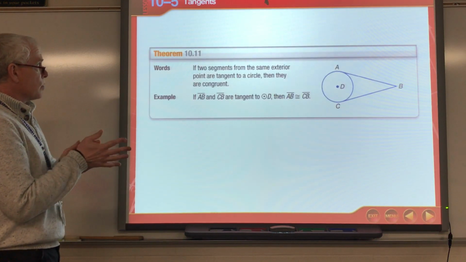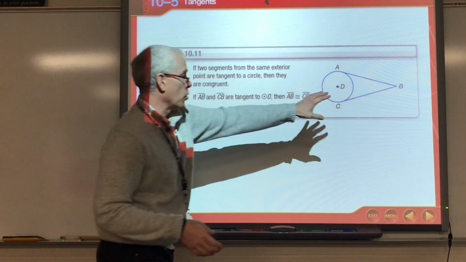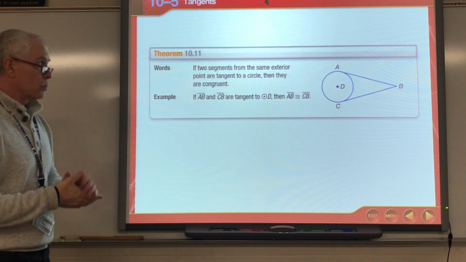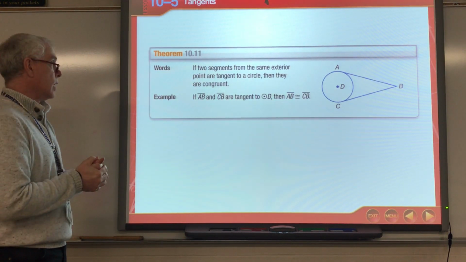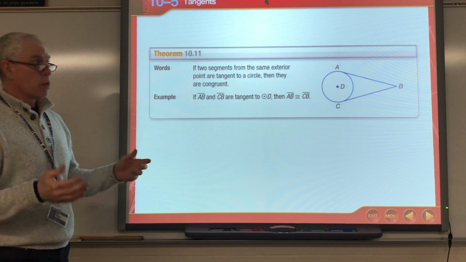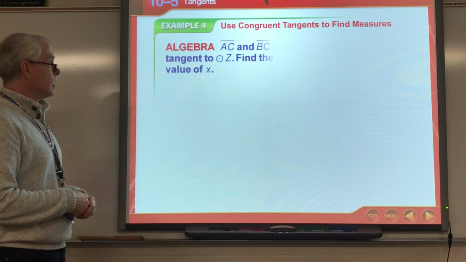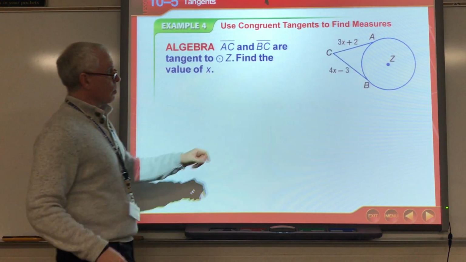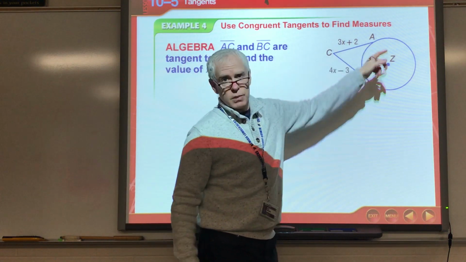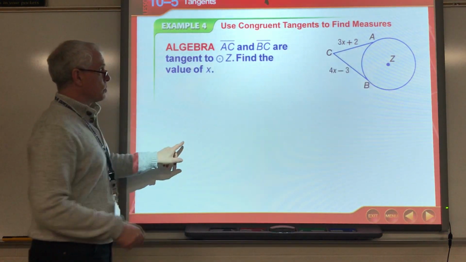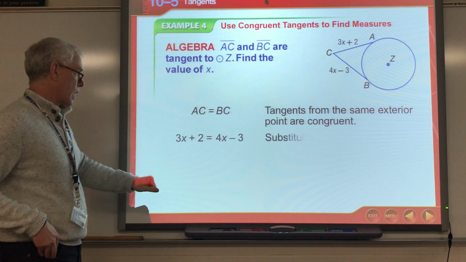Okay, if two segments from the same exterior point, so they're both coming from B, are tangent to the circle, so BA and BC are both tangent, then those line segments are congruent. BA and BC must be congruent. So the algebra here becomes pretty straightforward. They're definitely tangent from the same exterior point. I set those expressions equal to each other, and I solve for x.